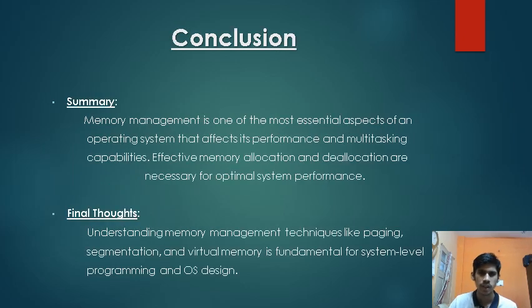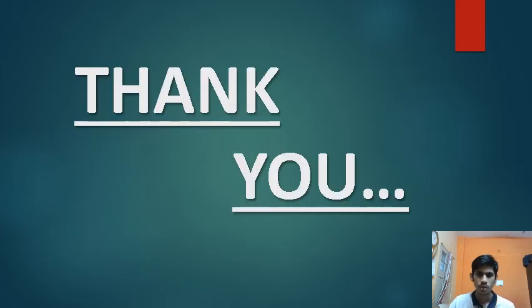Okay, next. Conclusion. Summary. Memory management is one of the most essential aspects of an operating system that affects its performance and multitasking capabilities. Effective memory allocation and deallocation are necessary for optimal system performance. Final thoughts. Understanding memory management techniques like paging, segmentation, and virtual memory is fundamental for system level programming and OS design. So this was the topic of operating system about memory management, and I discussed its objective, purpose, and types.